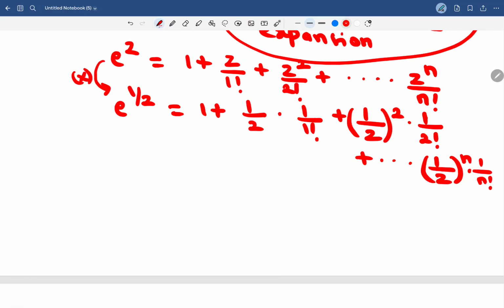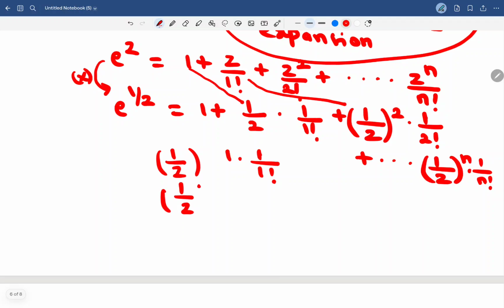From the multiplication of e power z into e power 1 by z, we have to find the coefficient of 1 by z. If we multiply 1 with this term, we get the coefficient of 1 by z. The answer is 1 into 1 by 1 factorial. If we multiply these two terms, we get 1 by z. The coefficient of 1 by z from this term and this term is 1 by 1 factorial into 1 by 2 factorial.